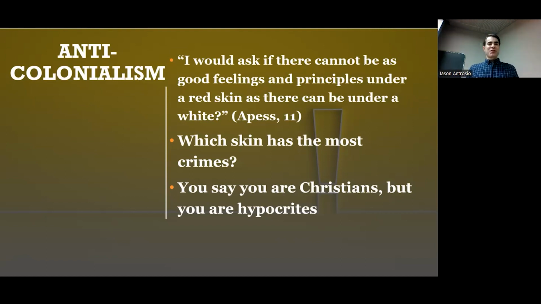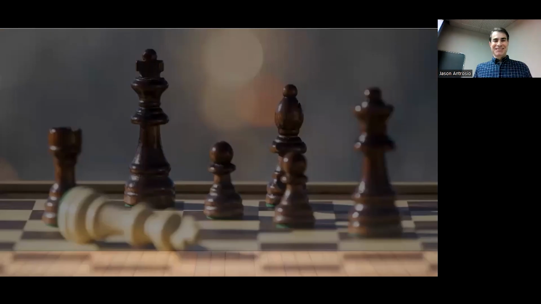So we have our first article, which is Anti-Colonialism by William Apess. Our second article, all right, might be a speech, is by Frederick Douglass. The Claims of the Negro Ethnologically Considered.